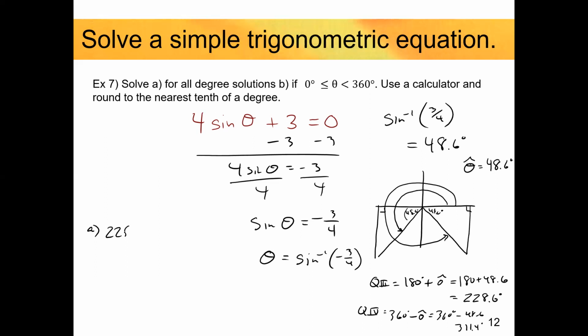So 228.6 degrees plus 360k, and 311.4 degrees plus 360k, where k is an integer. And B is just those answers again.